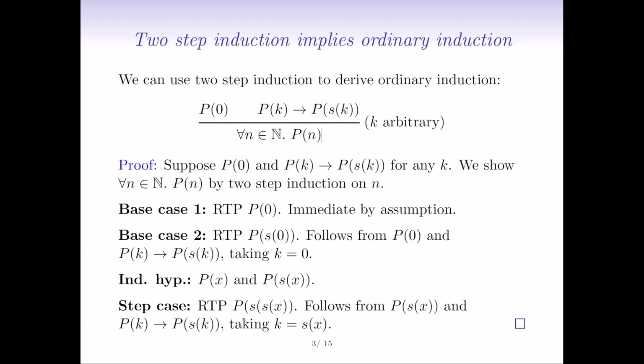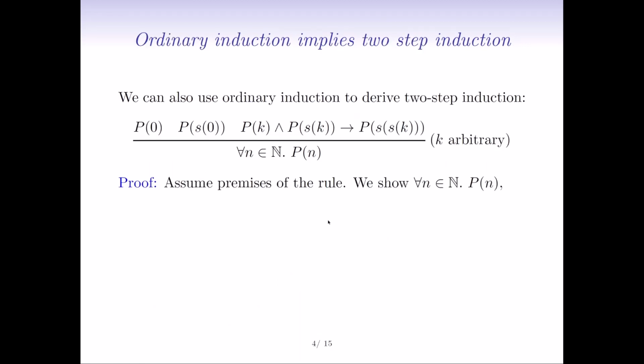Now, you might think that somehow that's a bit easy because you think that two-step induction perhaps is more powerful, but actually it's not true. Here's the two-step induction principle written down again as an inference rule. So again, we have the two base cases, P of 0 and P of s of 0, and we have the step case which says, assuming P of k and P of s of k, show that P holds of s of s of k. And then the conclusion is that P is true for all natural numbers n.